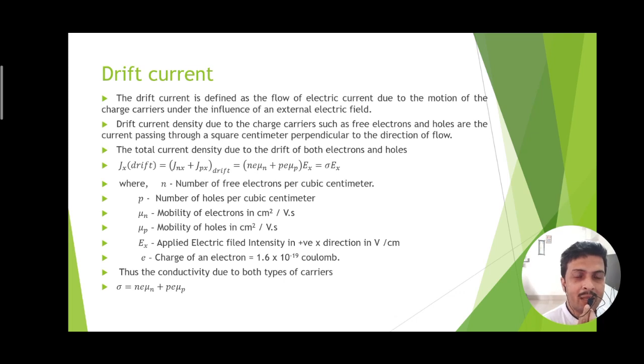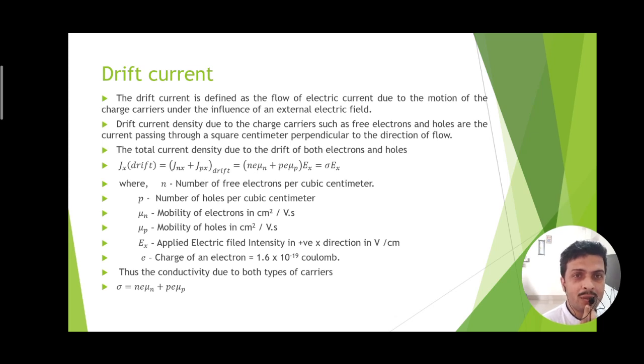The term within the bracket can finally be written as the conductivity sigma. Therefore, sigma multiplied by the external electric field represents the drift current density. Here n is the number of electrons per cubic centimeter, since n is the electron concentration. Similarly, hole concentration is the number of holes per cubic centimeter.